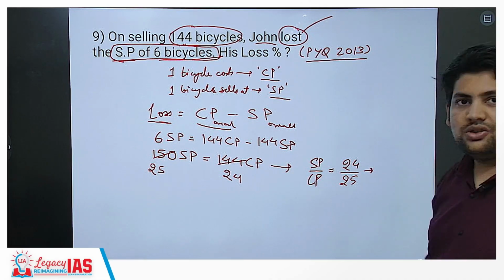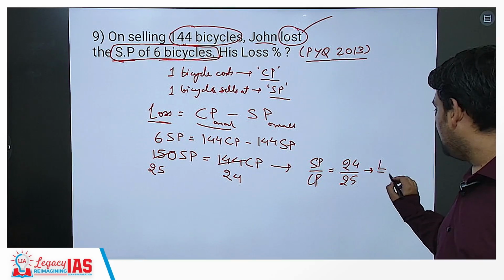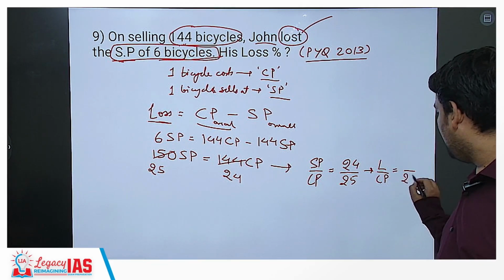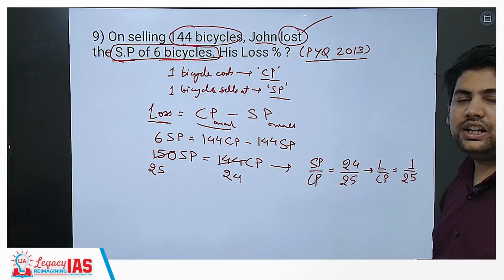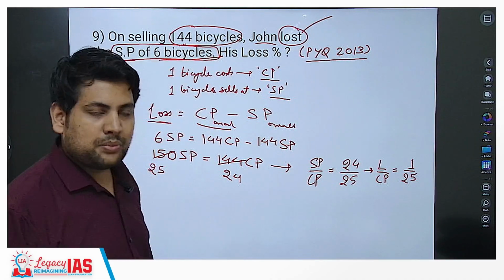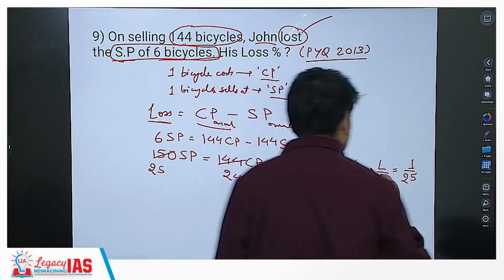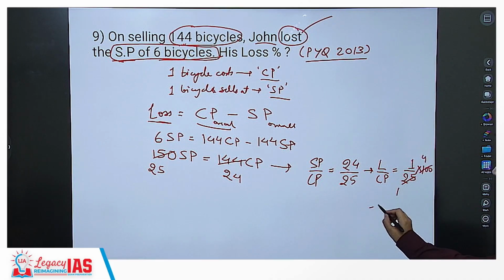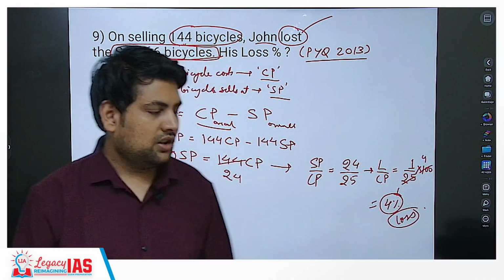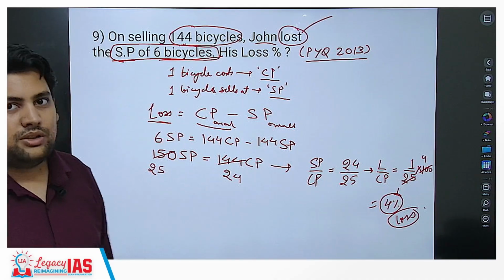Now you need to find the loss percentage, that is L by CP. Now CP is 25, loss will be what? 24 and 25, what's the difference? 1. So this becomes 1 by 25. But now we need to tell it in terms of percentage. So what do we do, if we have L by CP, I need to calculate in terms of percentage. What will I do? Multiply by 100. Simple. You multiply it by 100. How many times will this go? 1 time and 4 times. So your answer becomes 4% loss. This is the loss that John is getting on this total transaction of 144 bicycles.